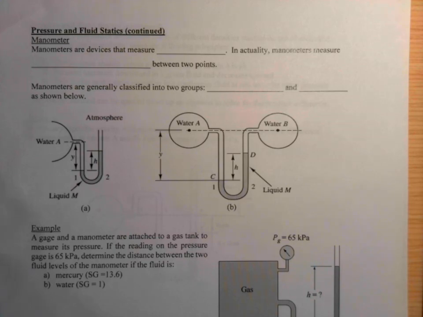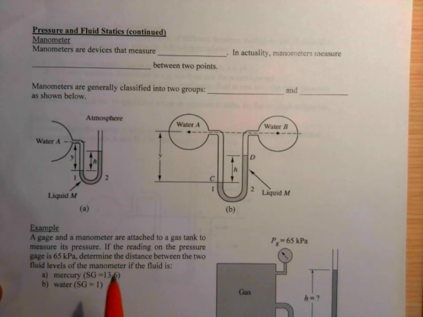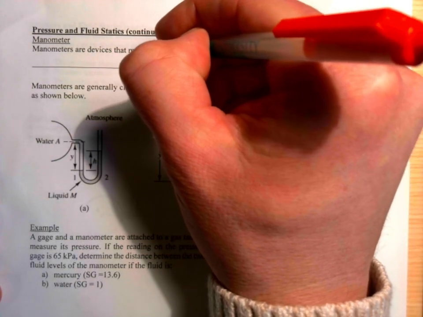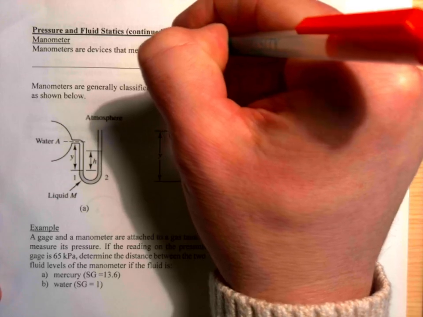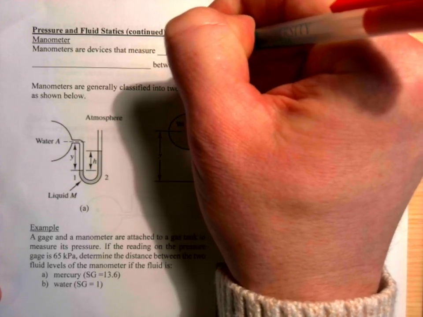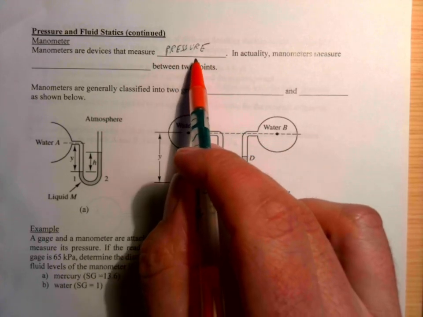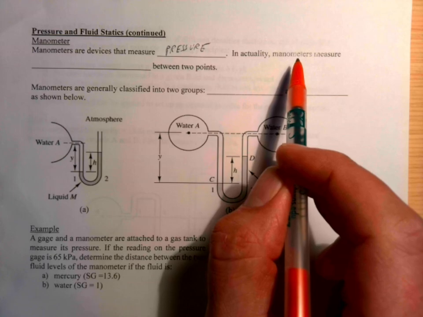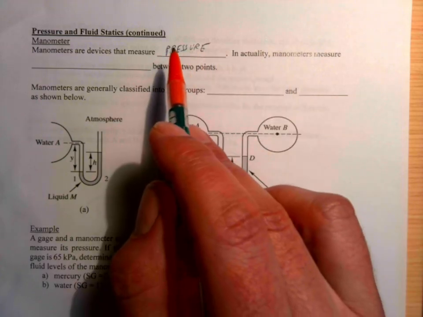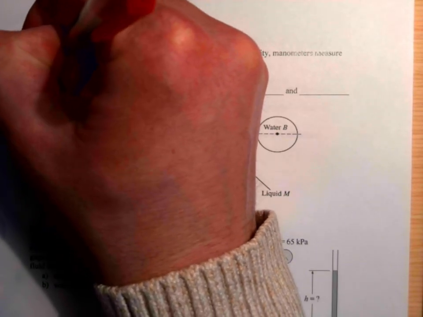So manometers are devices that measure pressure. This chapter is about fluid statics and pressure, and manometers get at both of those. So these are the devices we use to measure pressure. In actuality, manometers measure pressure differences. They don't measure the pressure, they measure the differences in pressure between points.